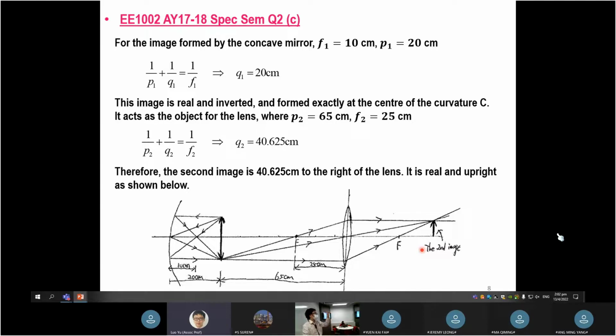So in this case, we have one object, first the image by the mirror, and then at the other side of the lens, we will see two opposite images, opposite to each other. Okay, so you can do the experiment yourself if you can borrow a lens and a mirror in the lab. What you have to comment on here is that the second image is located exactly at the same position as the first one, 40 centimeters to the right of the lens. It's a real upright image. Okay, any question?